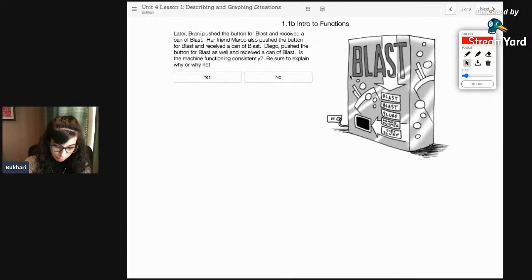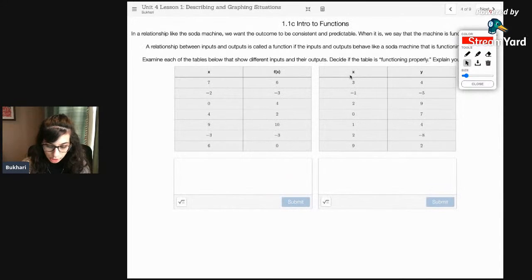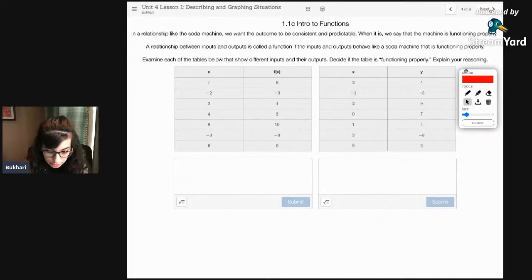Same thing here, right? When Brandy pushes the button for Blast, she receives a can of Blast. Her friend Marco also pushes the button of Blast and receives a can of Blast. Diego also then comes and does the same thing. And so you want to ask yourself, is this machine functioning consistently? Is it functioning how I expect it to function? And now we can expand that as well. Now think about it outside of context. We want an outcome that is consistent and predictable. So our machine is functioning properly. Every time I press a button, I want to know what I'm getting out.